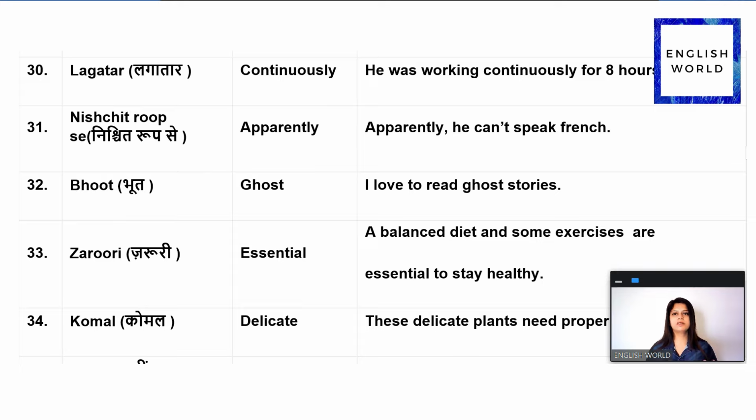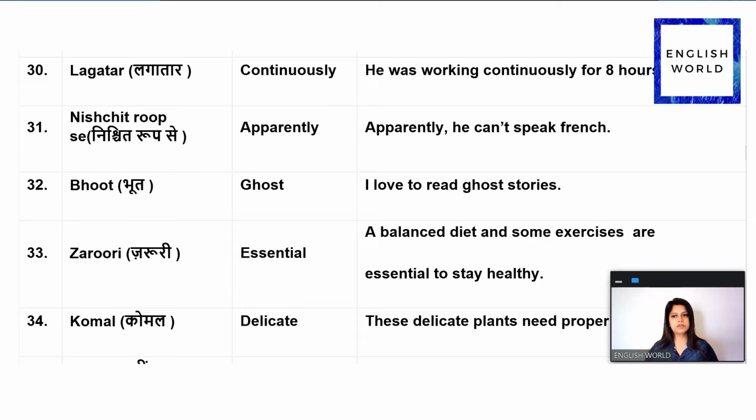Next is निश्चित रूप से. निश्चित रूप से means आपको लगता है कि ऐसा है. So we will say apparently. Apparently he can't speak French. So you think he can't speak French. You will say he can't speak French apparently. So we use the word apparently when we think that ऐसा लगता है कि ऐसा है.